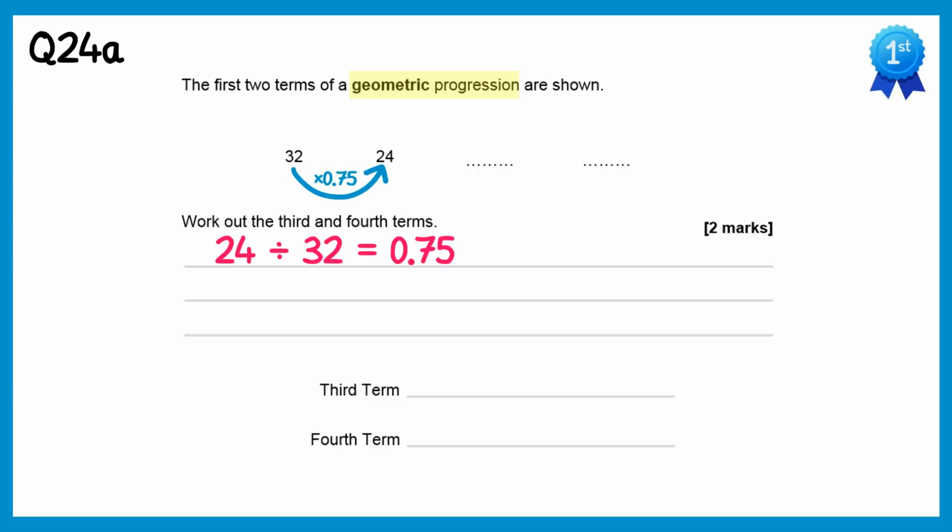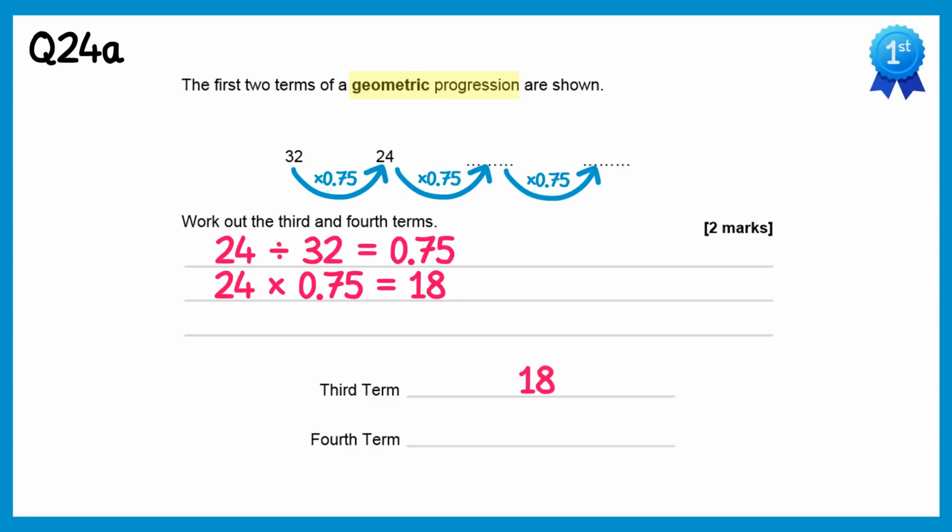So to get the next two terms, all I need to do is keep multiplying by 0.75. So 24 times 0.75, that's 18, so that's the third term. And then take that 18 and times by 0.75, and that gives you 13.5, and that's the fourth term.